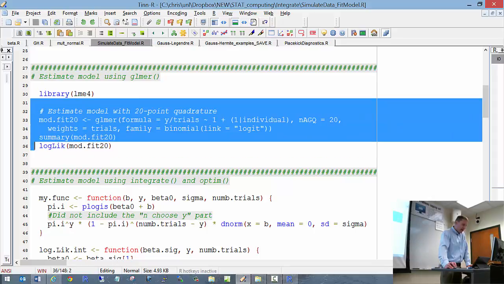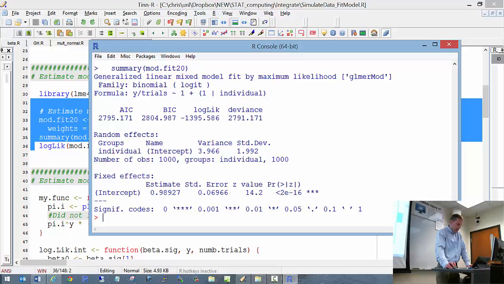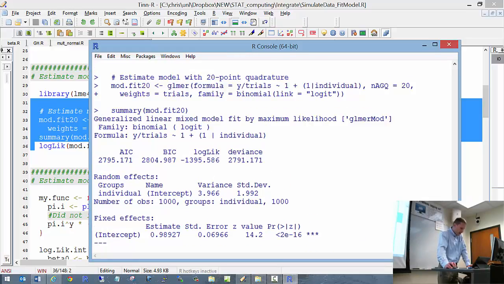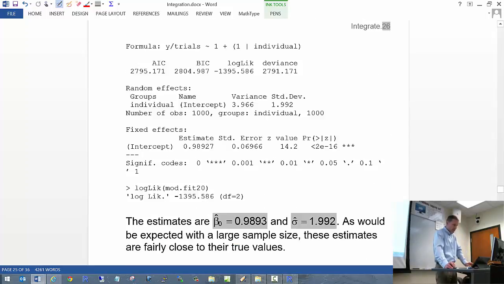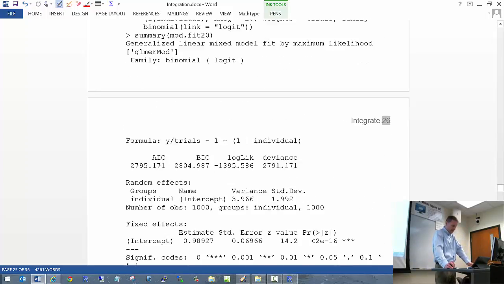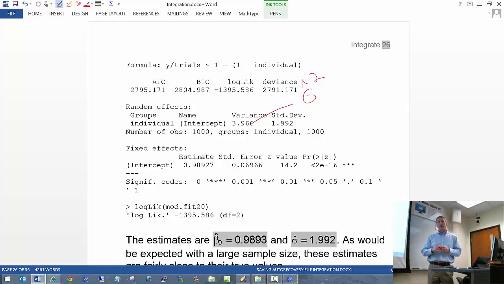So if I go ahead and estimate this model, it doesn't take very long at all. And this is what I get. Here is your sigma hat squared. So again, for your b random effect, this has a normal distribution. That's your estimate of the variance component. And here is your beta hat 0.